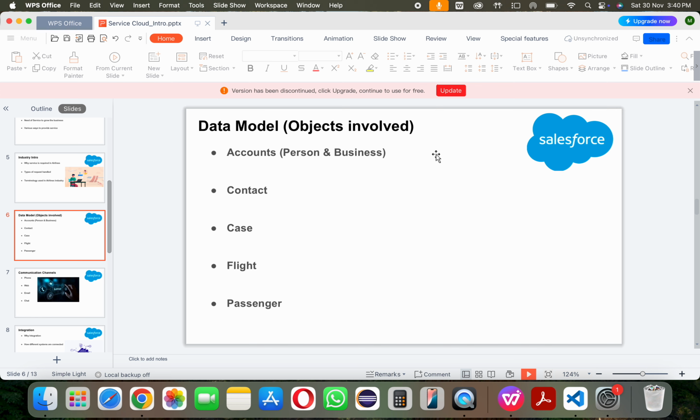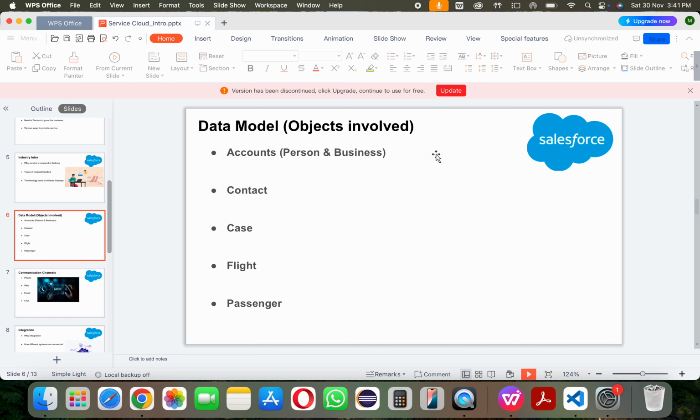But there are other objects also involved. While going into the data model session, I'll give you more information about the Service Cloud data model and the data model that we'll be using in this flight airlines project implementation. But at a high level, these are a few objects that can be used. One is accounts. There are two types of accounts which we know: person accounts and business accounts. A person account is for the individual customer who is traveling from one place to another. We call him a person account because in a person account, account and contact are the same.